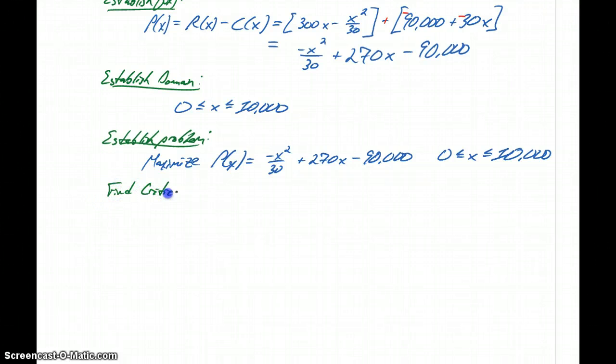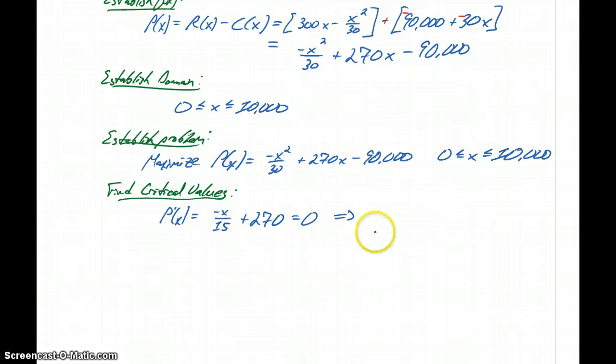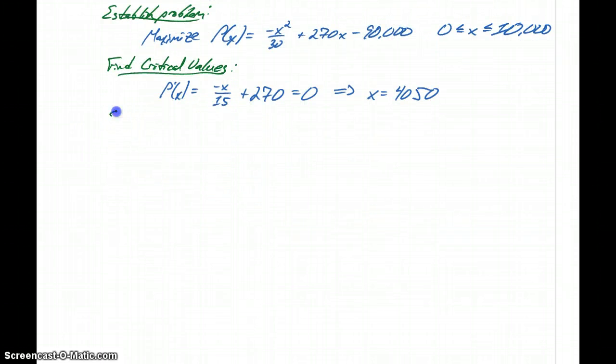Our next step then is to find all critical values. We do that by taking the derivative of our profit function, which will be negative x over 15 plus 270, setting that to 0 and solving for x is going to give us a value of 4,050 for x. And then with our critical value, we're going to apply the second derivative test.